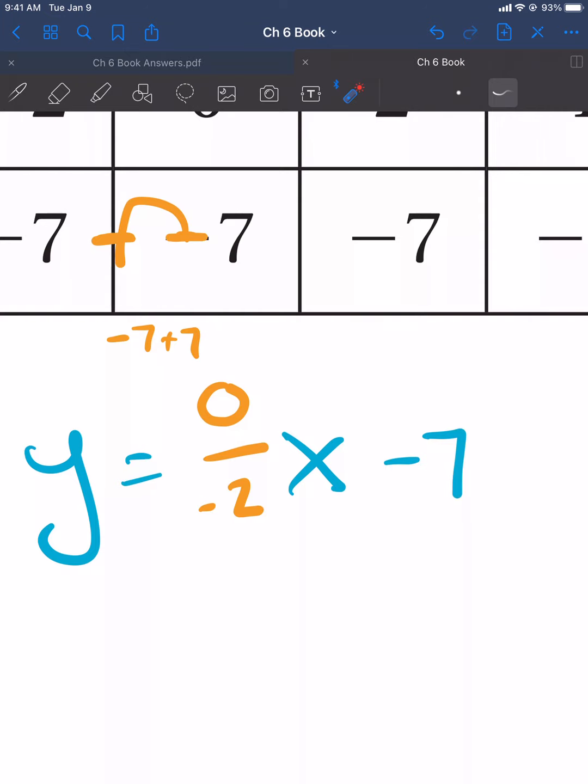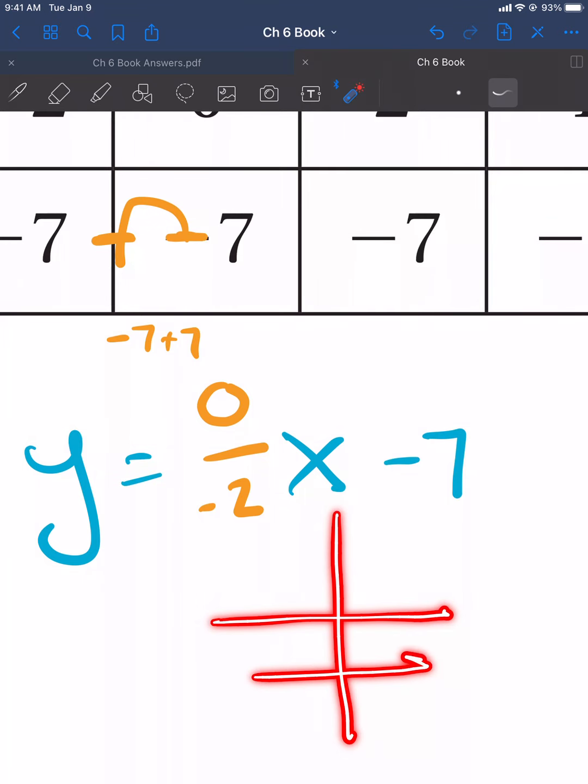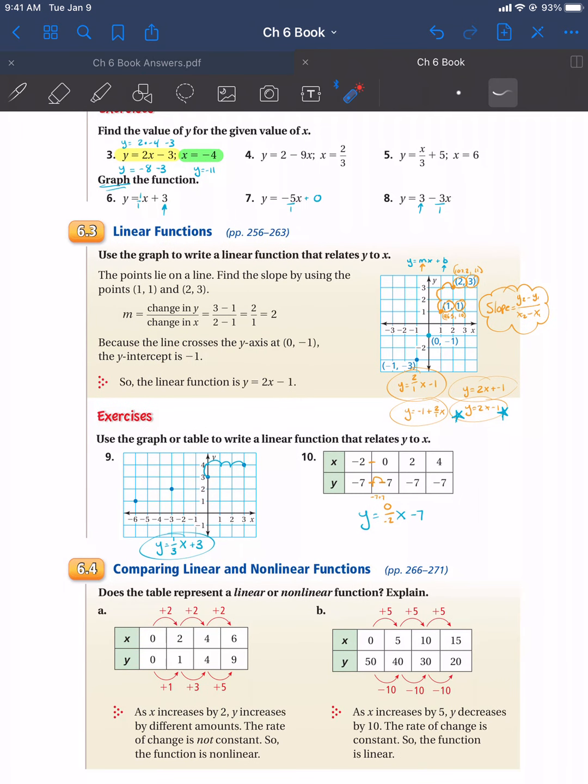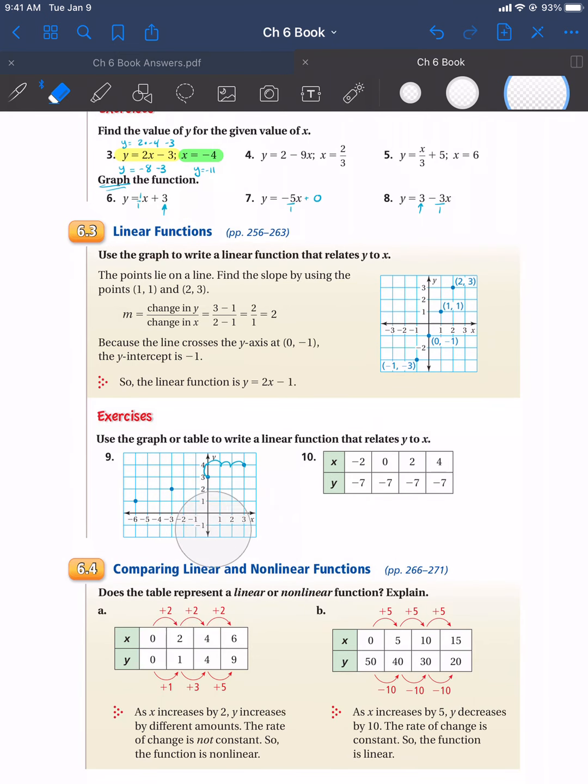Ooh, okay. It's not undefined. Undefined is zeros in the denominator. Slope is 0, right? And you guys know that if slope is 0, that means the line's going to look something like this. Is that still a function? Very good. That is still a function. All right, that was 6.3. Any questions about 6.3? Should we move on? Do you feel confident? Yeah?